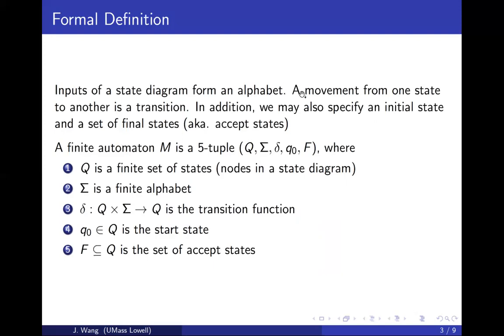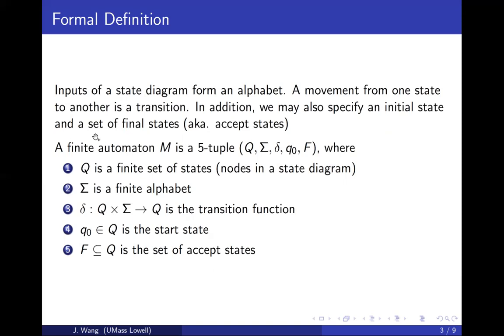And then a movement from one state to another is a transition. So you are on a current state, and then you have an input, and that movement is a transition from one state to the other, or remains the same state, right? In addition, we may also specify an initial state, just like the example we looked at. We assume at the beginning, the door is closed. So that is an initial state.